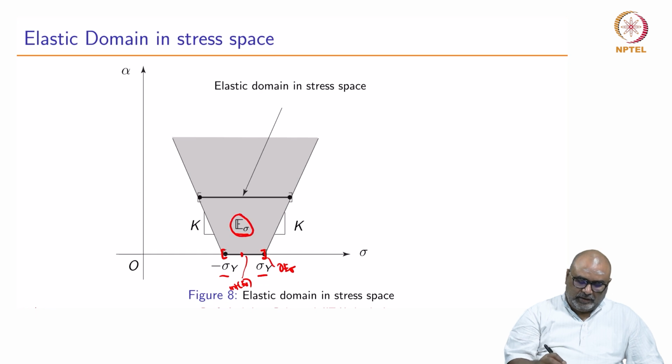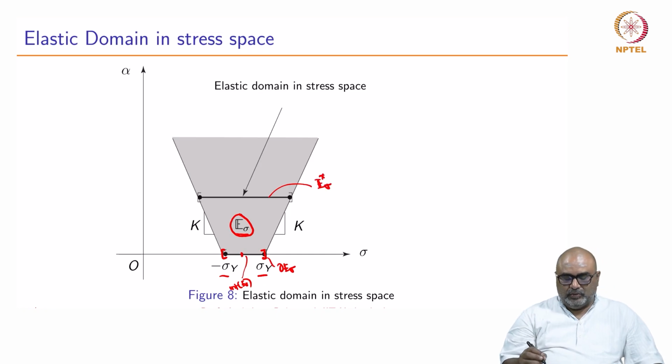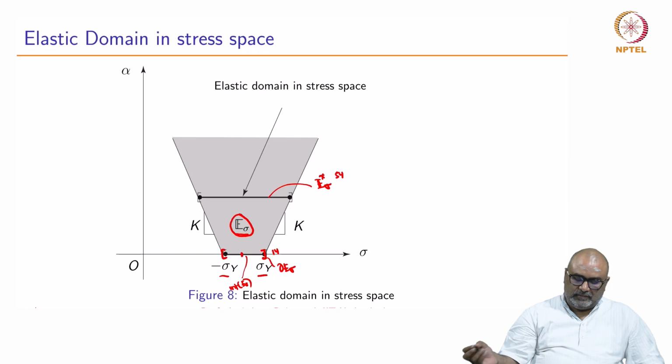This E of sigma is expanding. So, at any further point, the elastic range is given by E of sigma star. This is the initial yield and this is the subsequent yield. For any subsequent yield, the yield surface is expanding because of isotropic hardening.